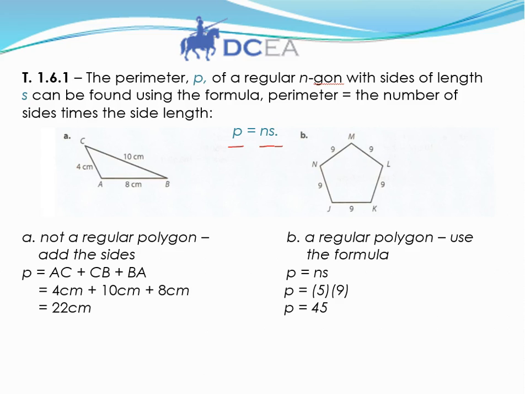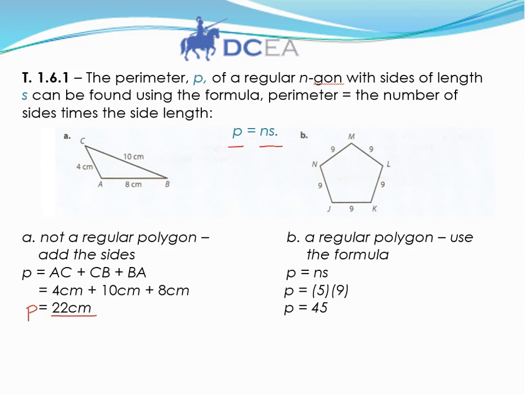Let's look at an example here. This is not a regular polygon, so we'll add the sides. The sides are AC, CB, and BA. Substituting the numerical values for those sides gives us 4 centimeters plus 10 centimeters plus 8 centimeters, which equals 22 centimeters. So the perimeter equals 22 centimeters.